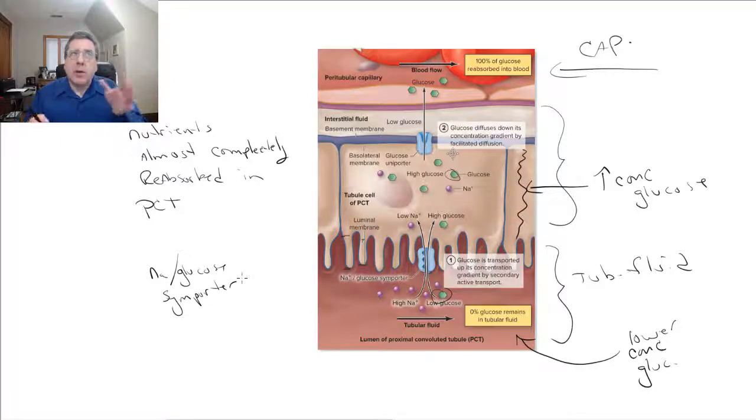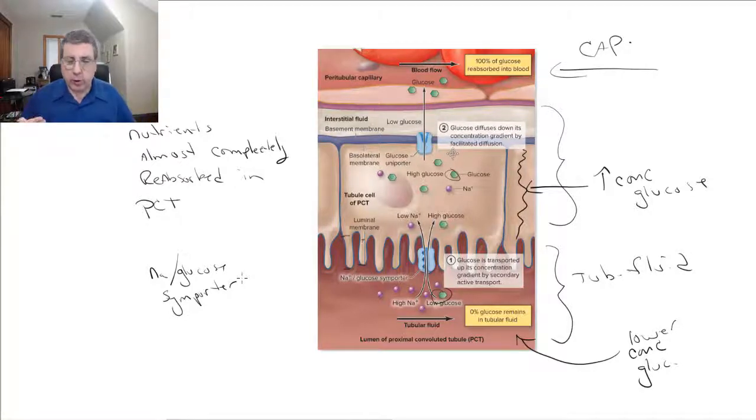As the sodium goes from high concentration to low concentration, glucose is going from low concentration, the tubular fluid, into the cell, which is a higher concentration of glucose. So that's the sodium glucose symporter. Sodium is moving from high concentration to low, and the kinetic energy is moving the glucose from the tubular fluid into that simple cuboidal epithelium where the concentration of glucose is higher.